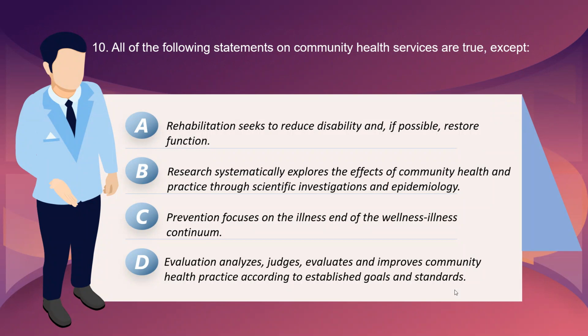Letter A is correct. Rehabilitation seeks to reduce disability. That is part of the tertiary prevention because you're talking about rehabilitation. Letter B, research systematically explores the effects of community health and practice through scientific investigation and epidemiology. That is part of epidemiological investigation. And letter D, that's part as well of establishing quality control. So the best answer for number 10 is letter C because we're moving to the wellness continuum, not on the illness one. 10 is letter C.